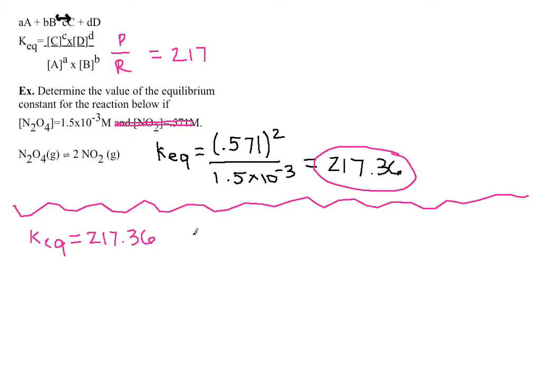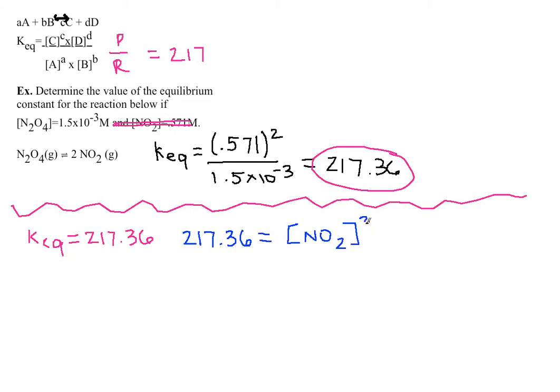Since I know KEQ, I'm going to plug that in that equation right there. So 217.36 equals, now I don't know the concentration of my product, so I'm going to write in brackets concentration of NO2. Now that needs to be squared because I have a 2 coefficient out front. Remember, you square. So I'm going to put a 2 there. Awesome. All over, I know the concentration of my reactant, which is 1.5 times 10 to the negative third.